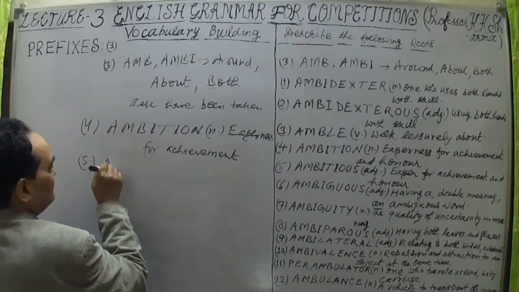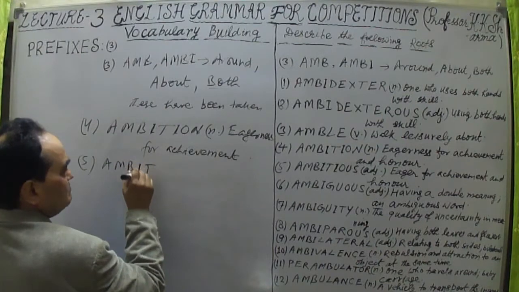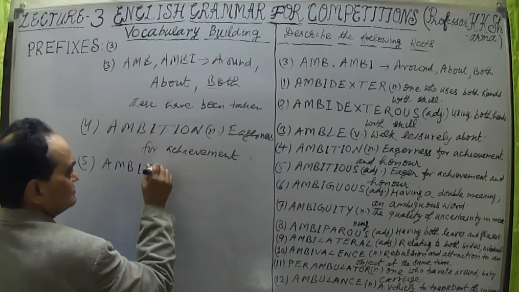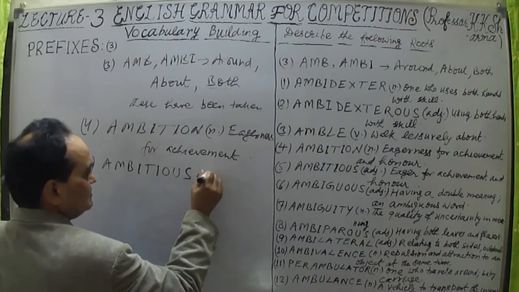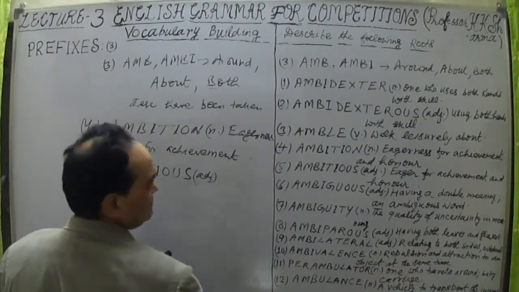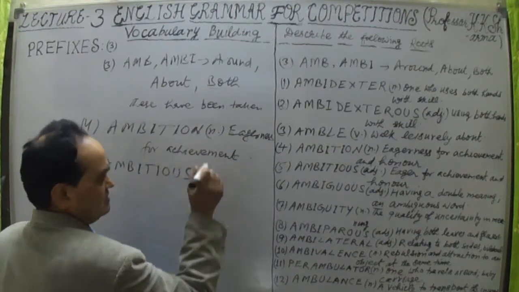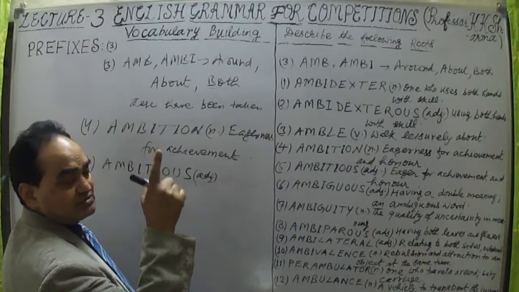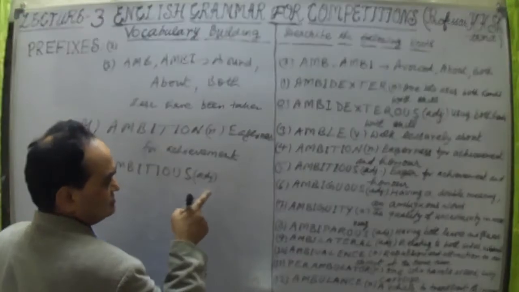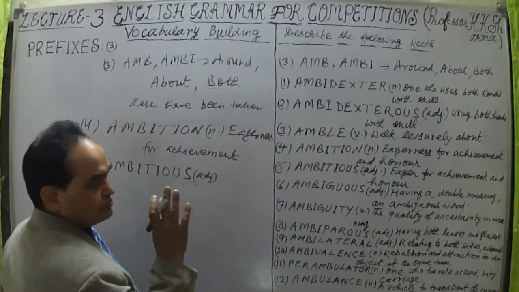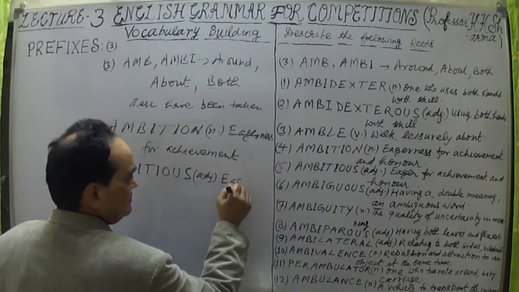Fifth word, let me take, that means ambitious. Again, this word is taken from this noun, and this is an adjective, ambitious. A-M-B-I-T-I-O-U-S, ambitious. As an adjective. And ambidextrous was also an adjective, using both hands with skill. Now ambitious: eagerness for achievement was the noun. Now eager for achievement. The word eager is an adjective.